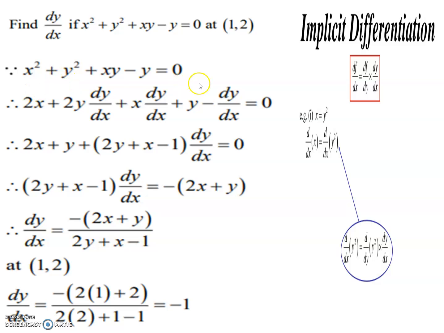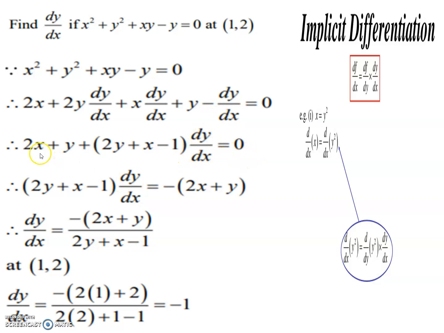We differentiate both sides with respect to x. x square derivative is 2x, y square derivative is 2y dy by dx, x into y derivative is x derivative of y plus y derivative of x. So x dy by dx plus y, derivative of x is 1, minus y derivative is 1, so dy by dx is equal to 0, derivative of 0 is always 0. Now equating part we have to start. 2x plus y is constant. Now we take dy by dx from these three terms. So 2y plus x minus 1 and dy by dx equal to 0.